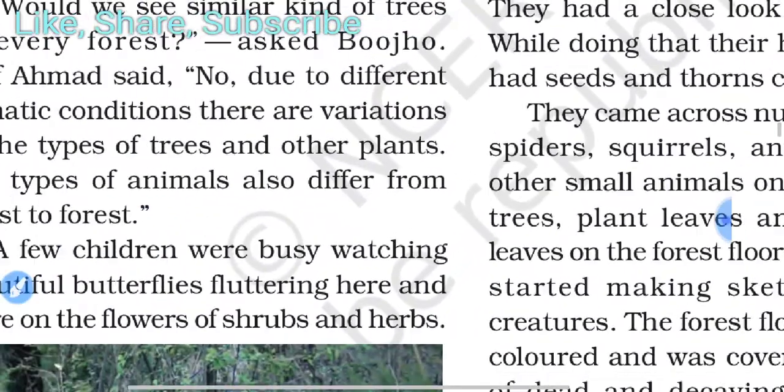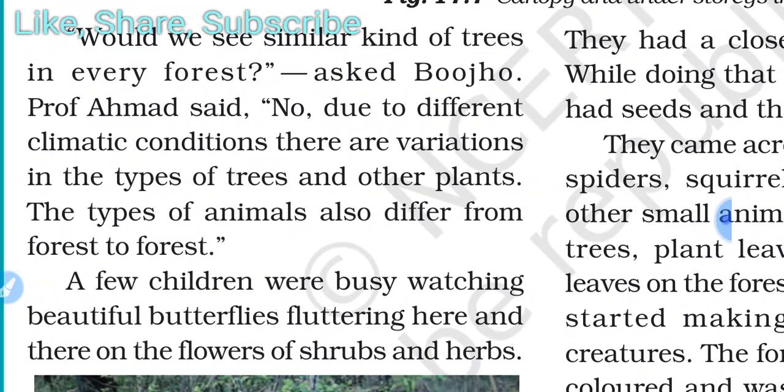Do we see similar kinds of trees in every forest? asked Pujo. Professor Ahmed also said no, due to different climatic conditions there are variations in the types of trees and other plants. The types of animals also differ from forest to forest. So if you see around you, you also understand that not all trees are of a similar kind. But if you're living near a particular forest, it may happen that you find some similar types of trees, but there are few plants which are other than them.